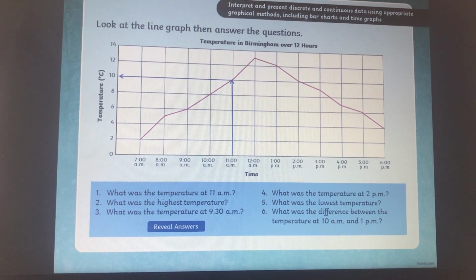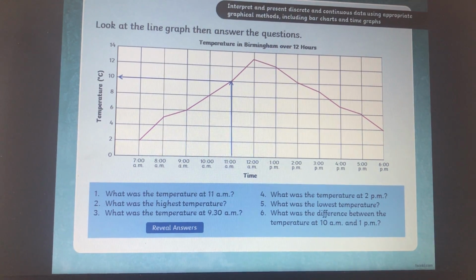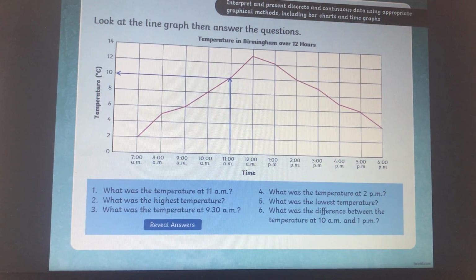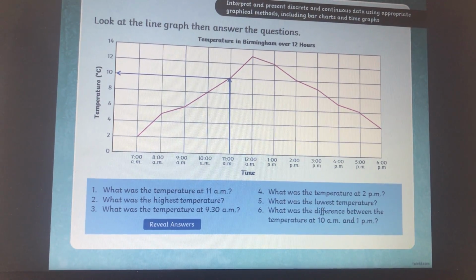Look on the time and find 11 a.m. Look up towards the line and follow it until you find the number at the side. I've done this with arrows to show you how to do it. The temperature recorded at 11 a.m. is 10.